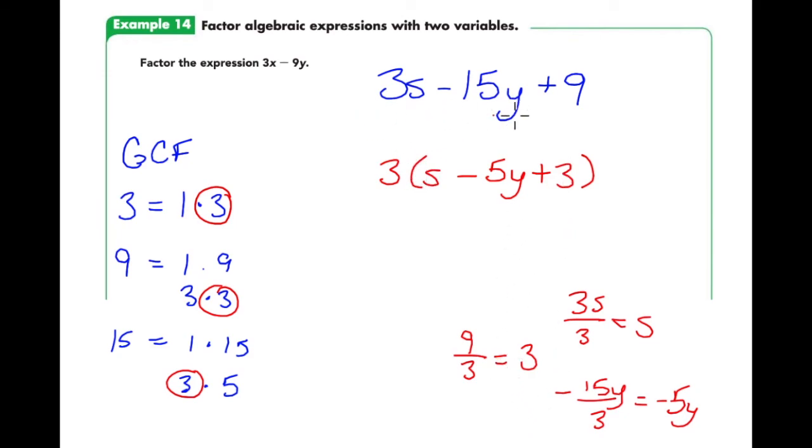So to factor this expression with more than 2 terms, we follow the same process, except now there's just an extra term. To check and see if we factored correctly, we could use our distributive property, and we know that 3 times s here was 3s. 3 times a negative 5y is a negative 15y, and then 3 times 3 would give us a positive 9. So that one is also factored correctly.